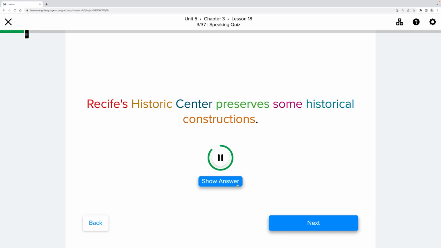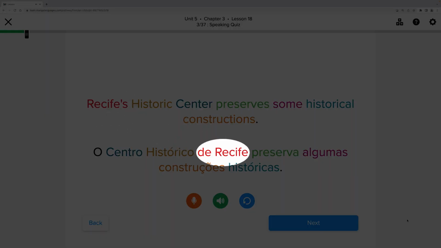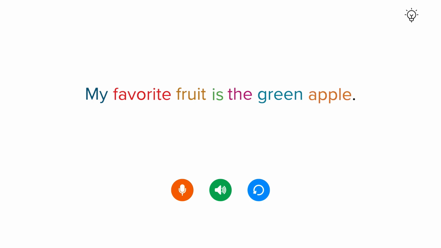The second thing that color coding helps with is grammar, especially word order. This is because it draws your attention to how words are arranged in the language you're learning, and in particular, how that's different from your native language. For example, in English, adjectives usually come before the noun, as in my favorite fruit or the green apple.